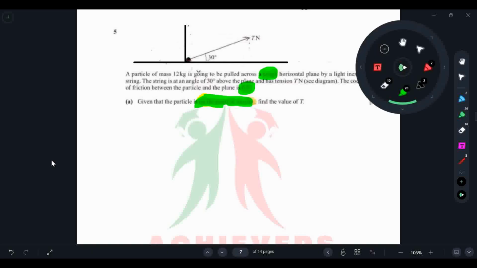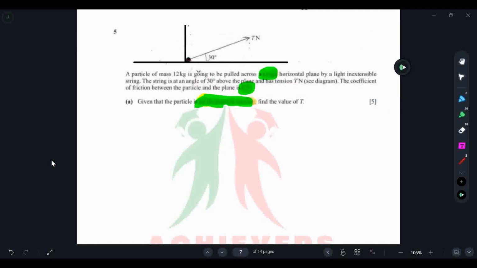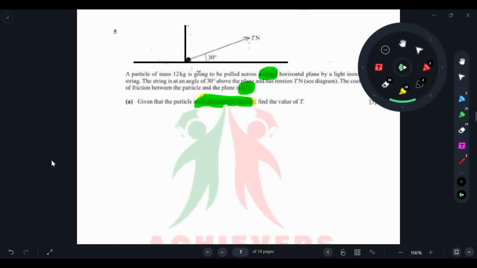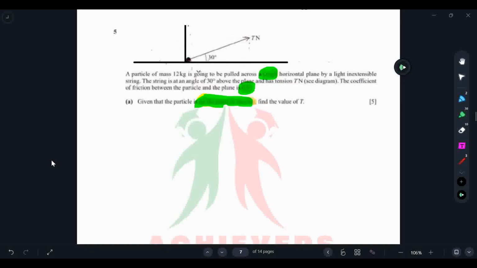The very first thing they are saying is that a particle of mass 12 kg is going to be pulled across a rough horizontal plane. Rough horizontal plane means that we cannot ignore the friction now. The string is a light inextensible string at an angle of 30 degrees above the plane and has tension T newtons. The coefficient of friction between the particle and the plane is 0.5, which means the value of mu is 0.5.